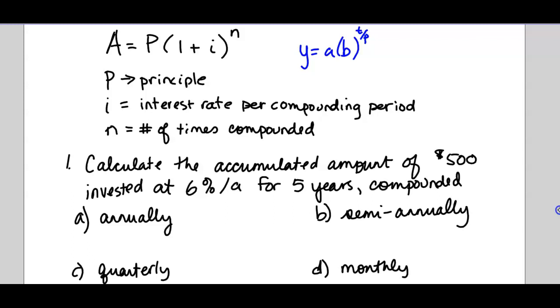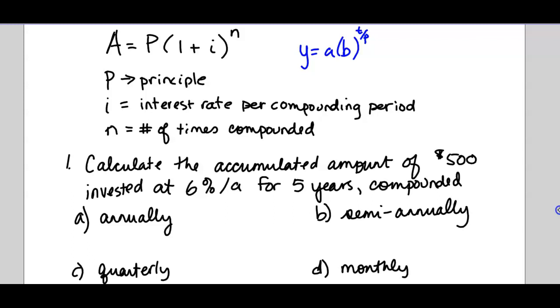N is the number of times it's compounded. So remember, we ended up getting 4t in that last question because it compounded for that one every quarter of a year. Okay? Well, N here, if we then know how many years, then if it's compounded, say, quarterly, 4 times a year, for 5 years, that's going to be 20. Okay, so that will figure it out.